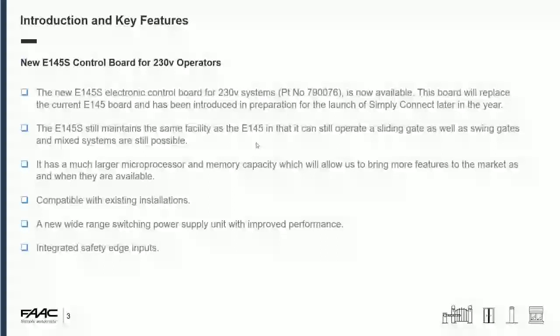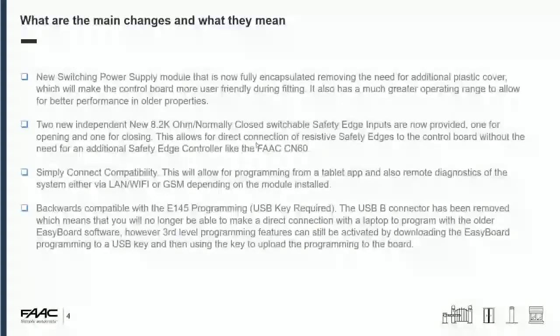What are the main changes, and what do they actually mean? The biggest change that anyone will notice is the switching power supply module. It's now fully encapsulated, which removes the need for the little clear plastic cover we had over the top of it before. So it's a little bit easier for fitting and removing it, and for cleaning behind the board. The new switching power supply also has a much greater operating range, so it works much more reliably, especially in older properties where the mains can be a little bit iffy from time to time. Hence where the new switching power supply comes into its own.